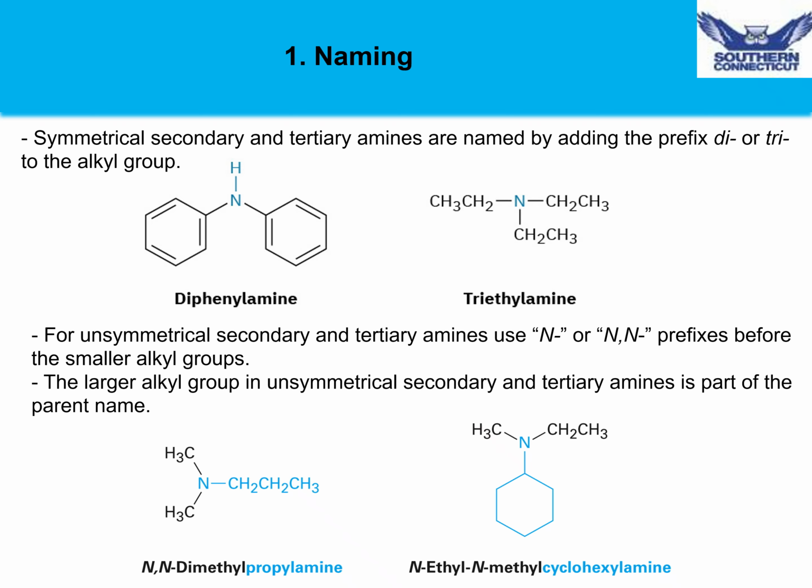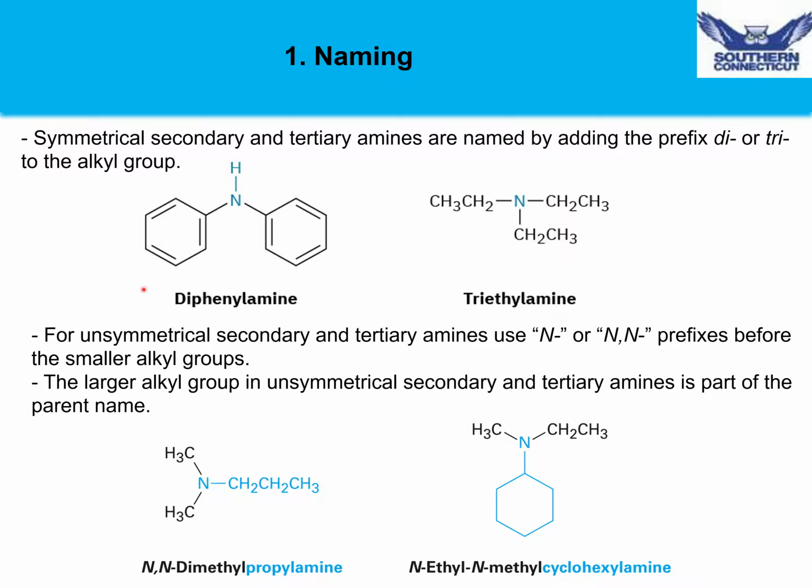For secondary and tertiary amines, we typically will name them based on whether they're symmetrical or unsymmetrical. If they're symmetrical, we will give the prefix di, tri in front of the alkyl group, followed by the suffix amine. As an example, we have 2 phenyl groups attached to a nitrogen. This is a secondary amine, so we name it as diphenyl to indicate the 2 phenyl groups, and then amine. The next example has 3 ethyl groups on an amine, so we name it as triethylamine.